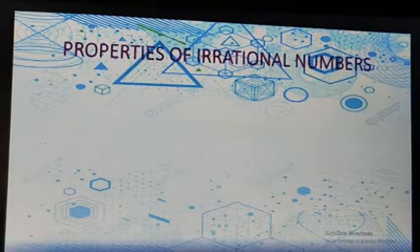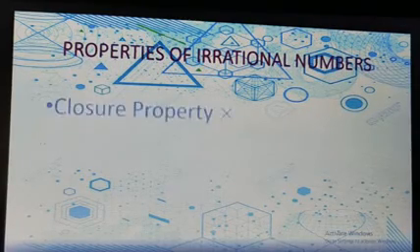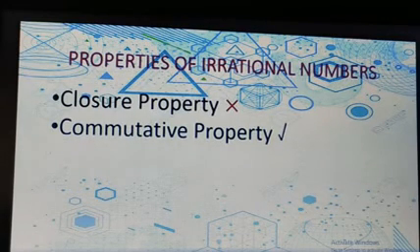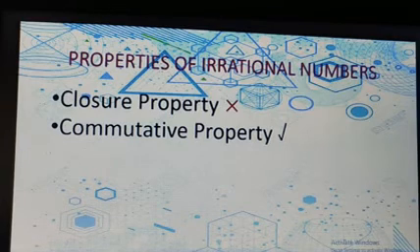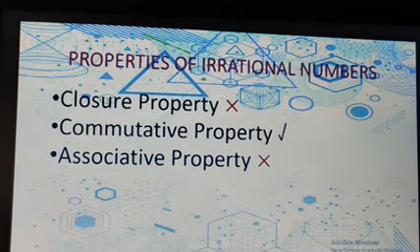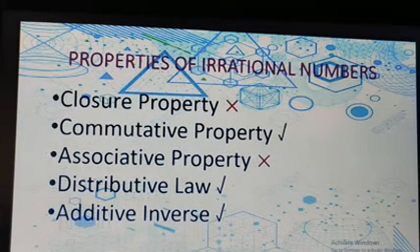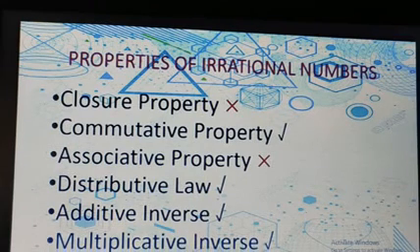Now, how to identify irrational numbers? First we'll talk about the properties. The closure property is not applicable here, as the sum of two irrational numbers is not always irrational. Commutative property is applicable over here. Associative property: addition is applicable but subtraction is not. Distributive property is applicable over here. Additive inverse is available for irrational numbers, and multiplicative inverse is also available for irrational numbers.